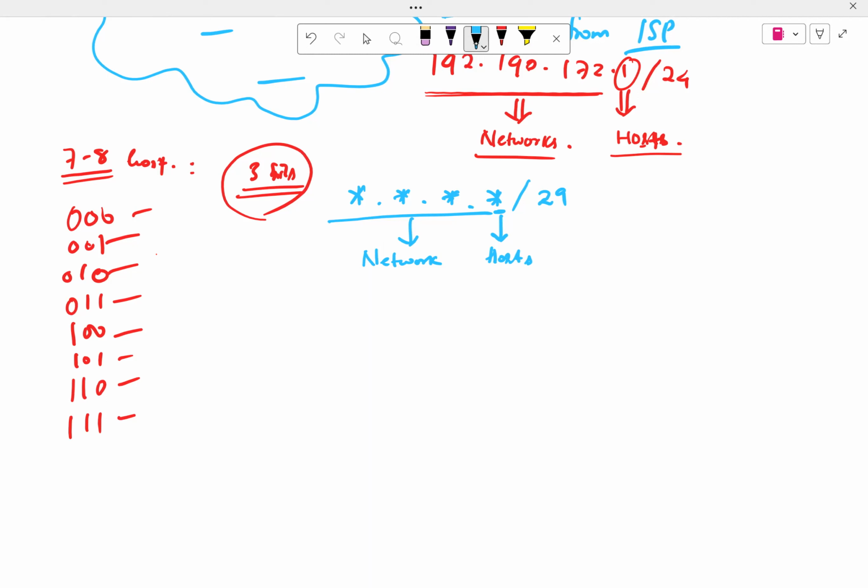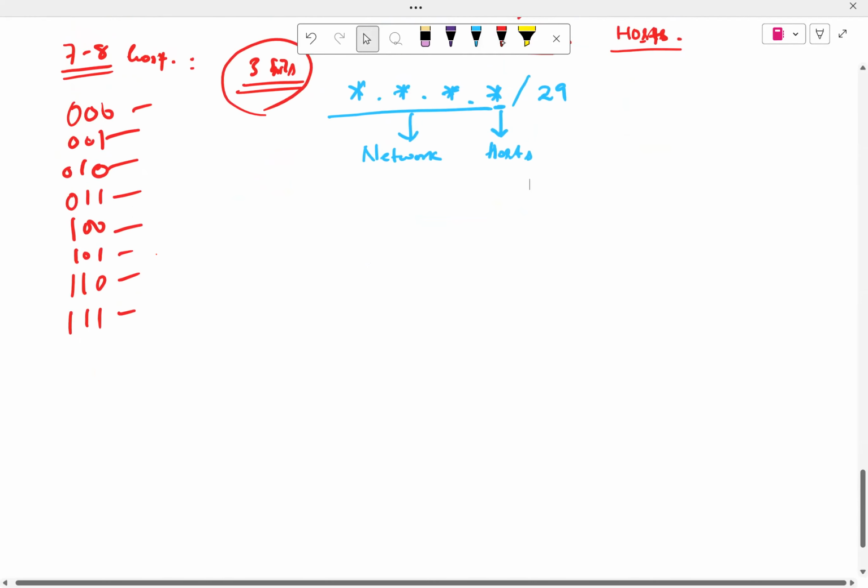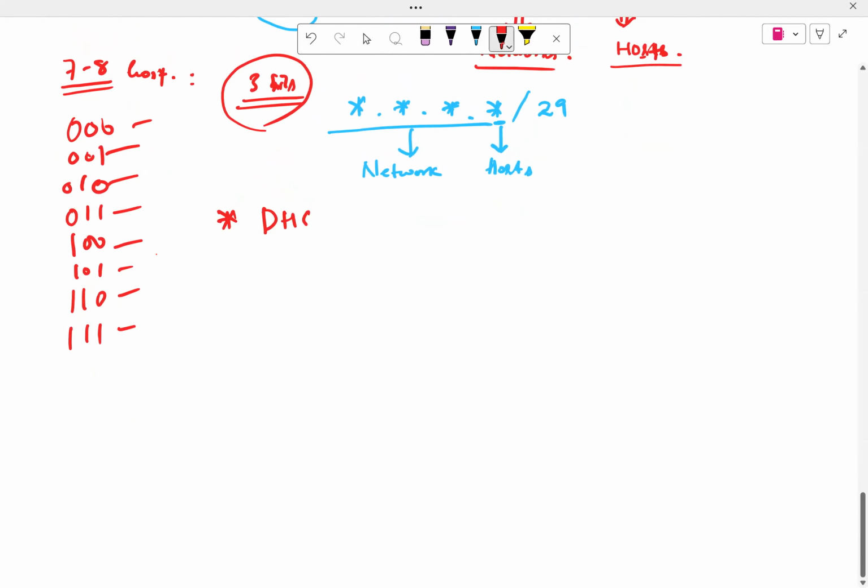What is the next thing? Let's look up where we have to end the host summary. Okay, so the first thing is: how do you get this IP address initially? There is something called Dynamic Host Configuration Protocol. It's called DHCP, which translates to dynamic host configuration protocol.